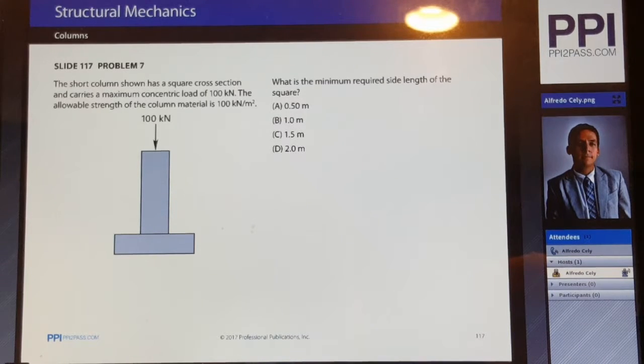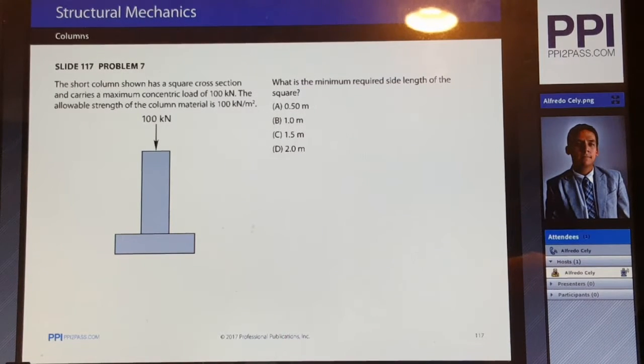If you would like to solve this problem on your own using the concepts that we have reviewed so far, please go ahead and pause the video at this moment.